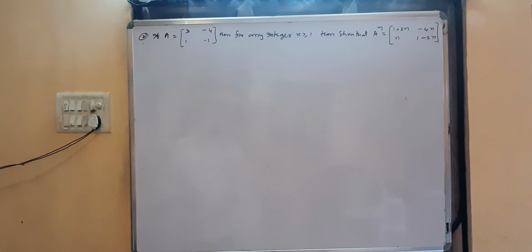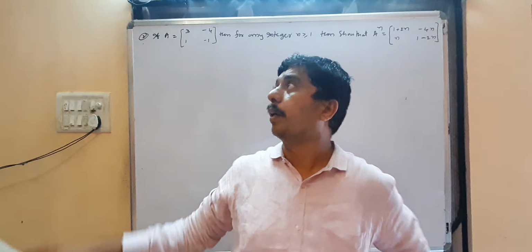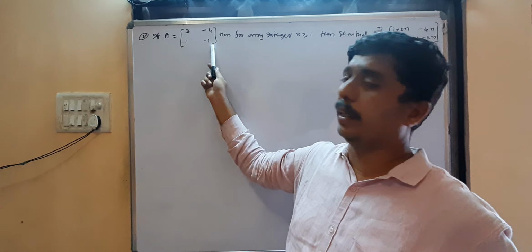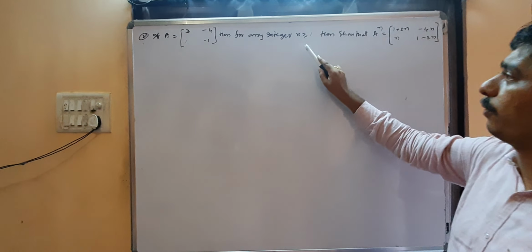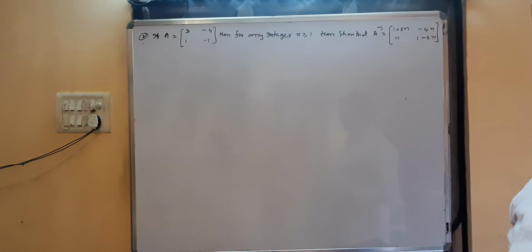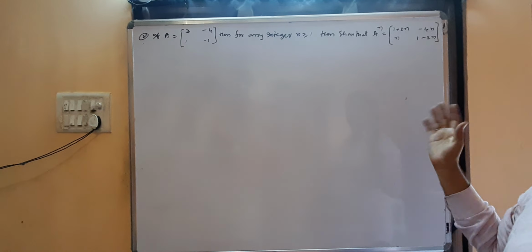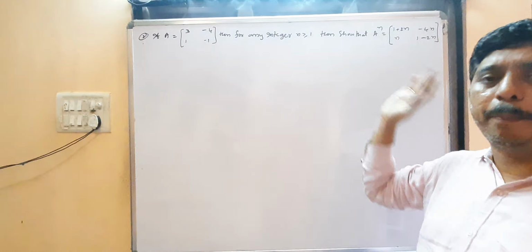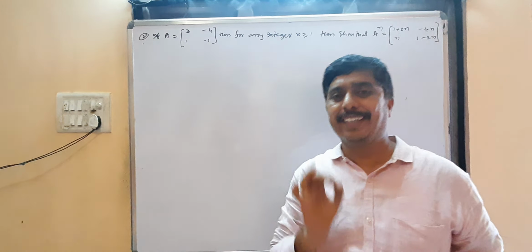Coming to the next question, a very important concept. A is given: 3, minus 4, 1, minus 1. Then you have to show that for any integer n greater than or equal to 1, A power n equals 1 plus 2n, minus 4n, n, 1 minus 2n. This A power n is for an integer n.